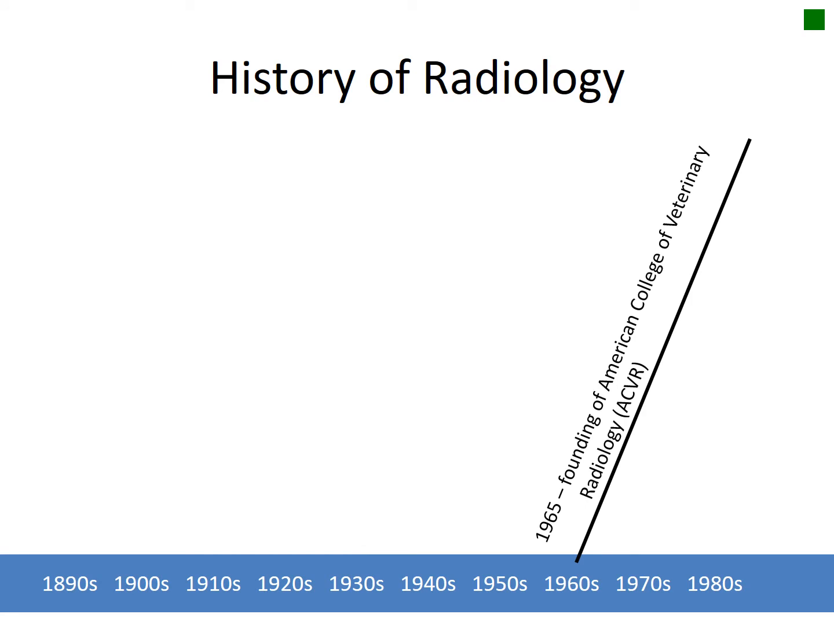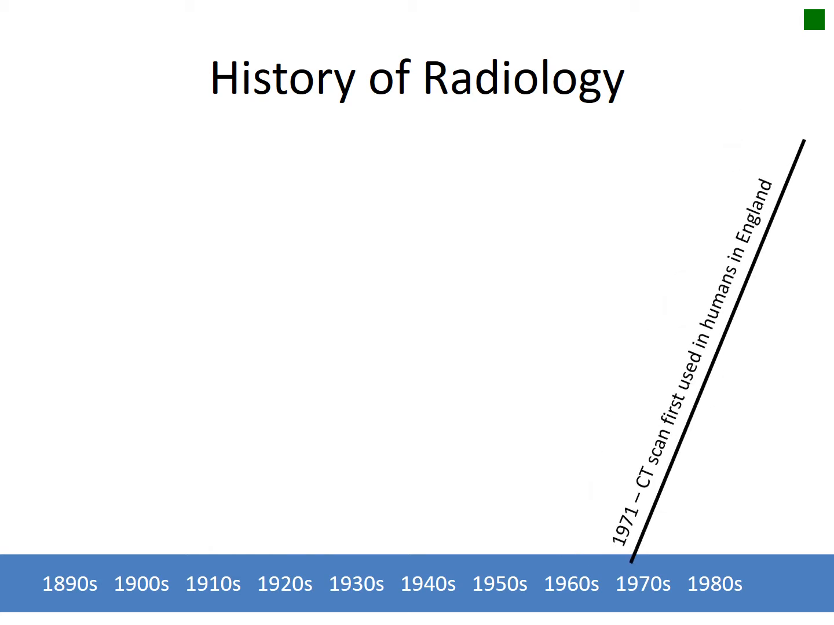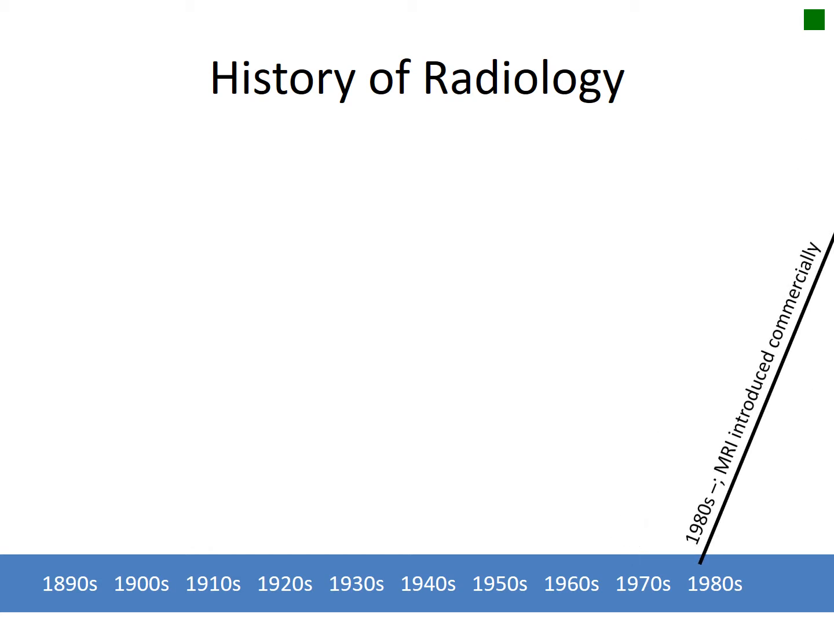In 1965, we have the founding of the American College of Veterinary Radiology. If you've ever heard of a veterinarian who is boarded in a particular area, that is what this refers to. So if a veterinarian is boarded in radiology, they are part of the American College of Veterinary Radiology. In 1966, ultrasound was first used to detect pregnancy in sheep. 1971, we have the first CT scan used in humans in England. And in the 1980s, we have MRI introduced commercially. So that's where we've come from in the last century or so.